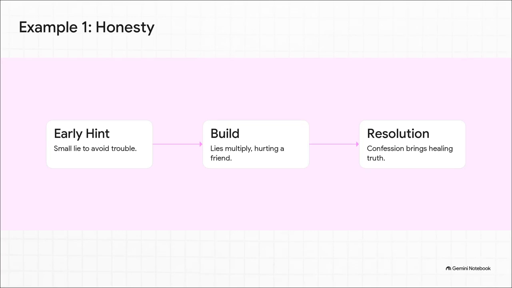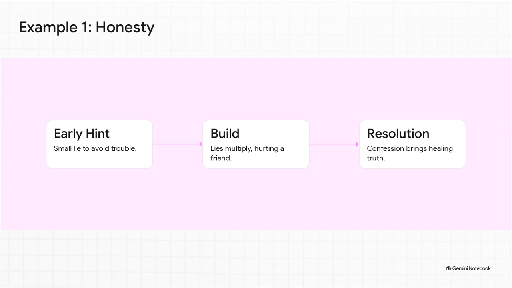Okay, it's one thing for me to just talk about a formula, but let's actually see how this plays out using 3 totally relatable scenarios. Let's look at example 1, focusing on the concept of honesty. In our early hint column, our main character tells this tiny, seemingly harmless lie just to dodge getting in trouble. I mean, we've all been tempted by that, right?